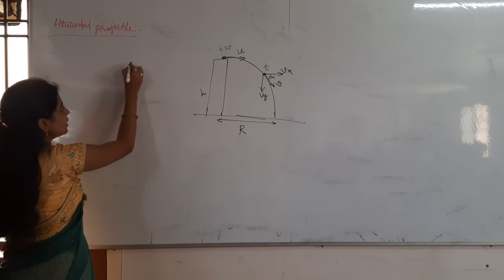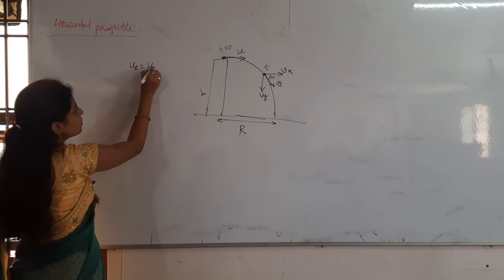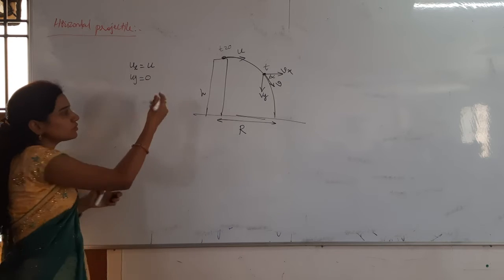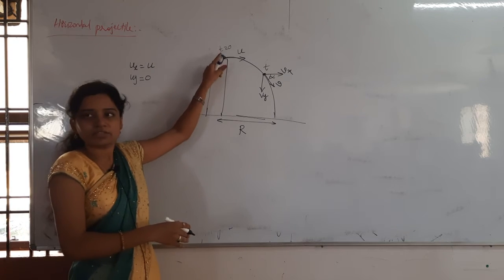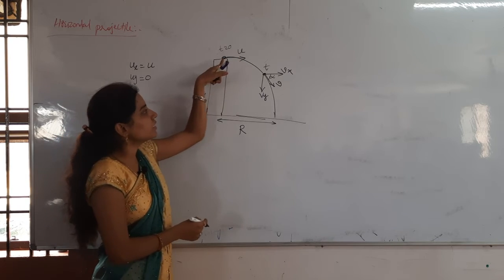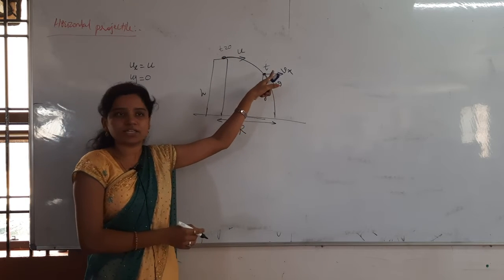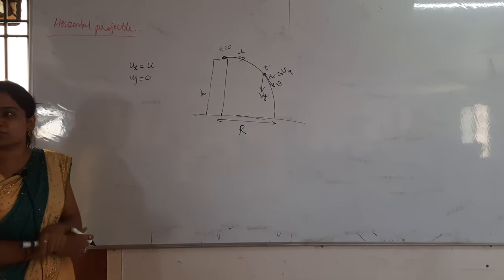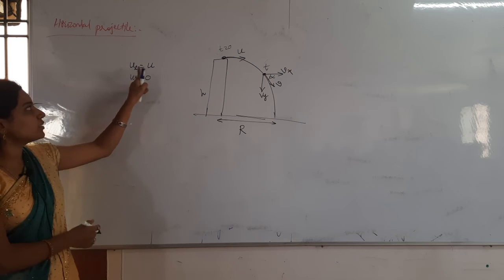Now clearly I said yesterday itself, ux is equal to what? U. uy is equal to how much? 0. There is no velocity in the vertical direction. I am talking about the initial velocity. Initially the velocity is there only in which direction? Horizontal direction. There is no velocity in the vertical direction, so uy is equal to 0. Ux is equal to how much?